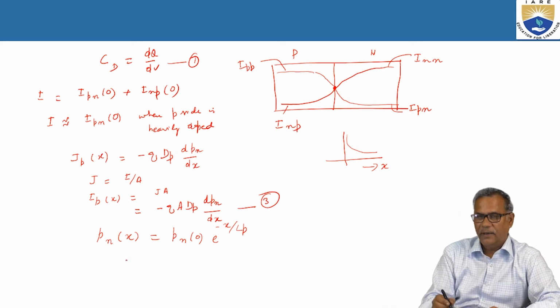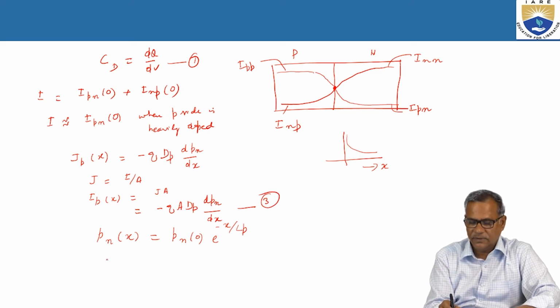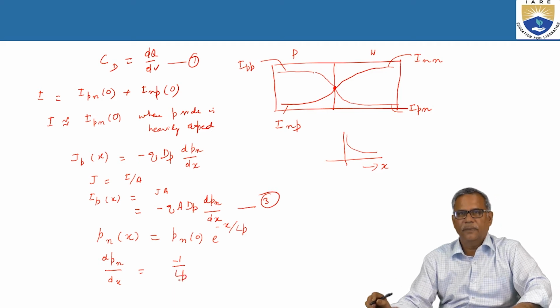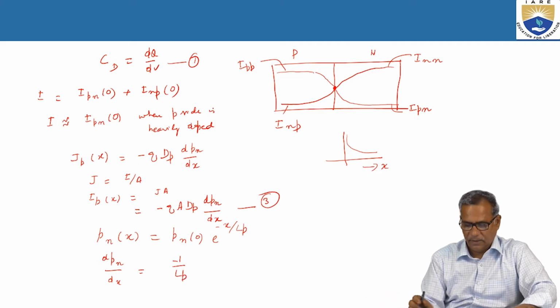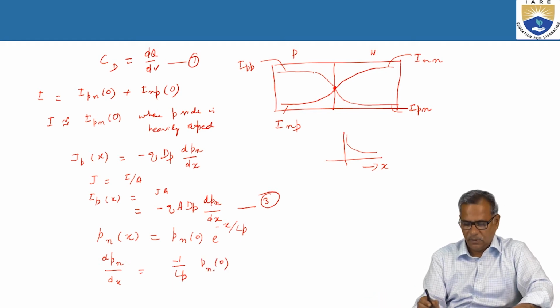Let us take the derivative of this. Differentiating, we get dPn by dx equal to minus 1 by Lp into Pn0 into e power minus x by Lp.